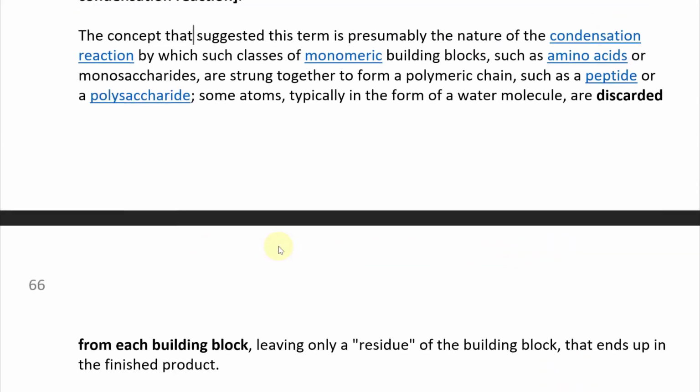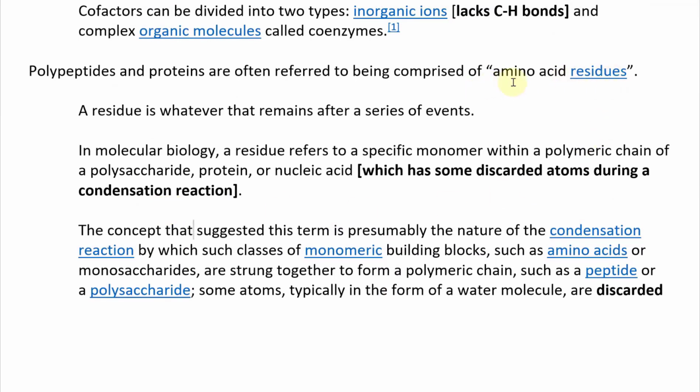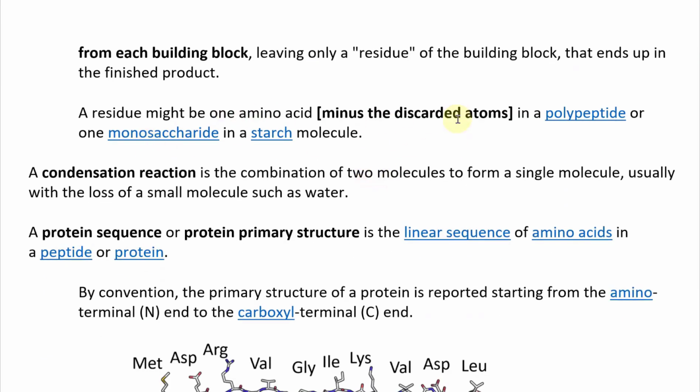But oftentimes you could just say amino acids linked up, without necessarily being as specific. To be more specific, you include residues because you account for all the little molecules that are lost during the process. So a residue might be one amino acid minus the discarded atoms in a polypeptide, or one monosaccharide in a starch molecule. Or this is a polysaccharide or oligosaccharide, just basically multiple saccharides, or carbohydrates and so on.